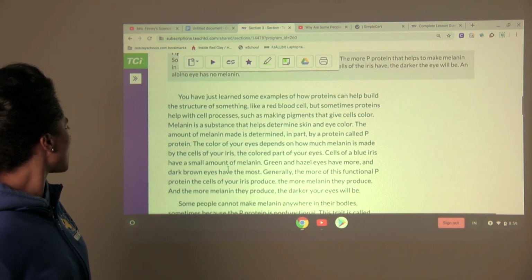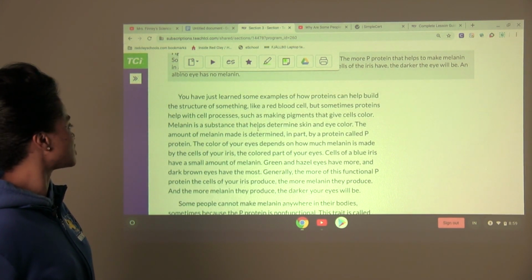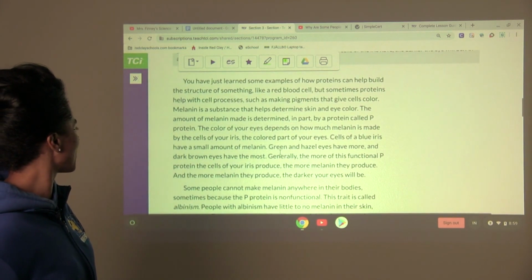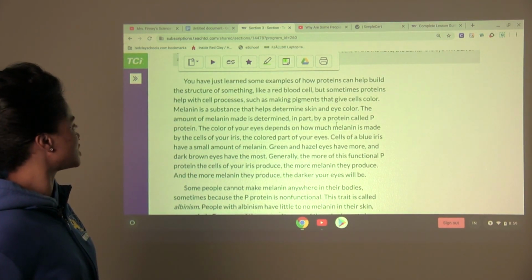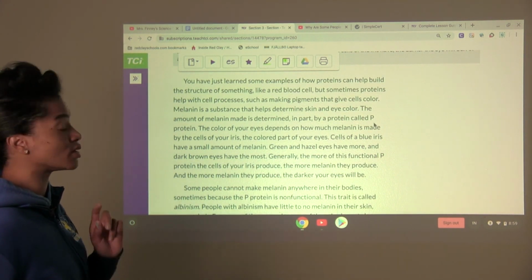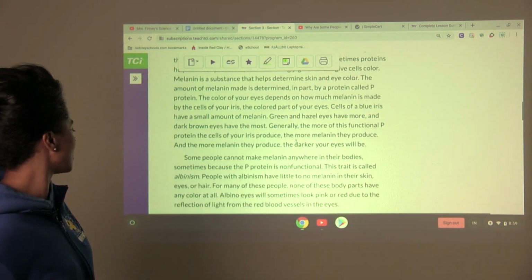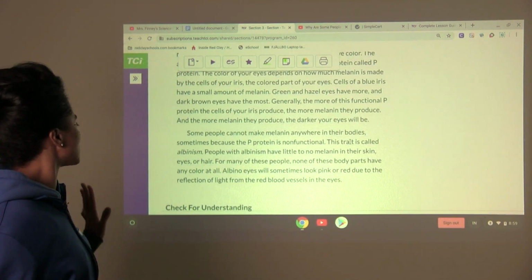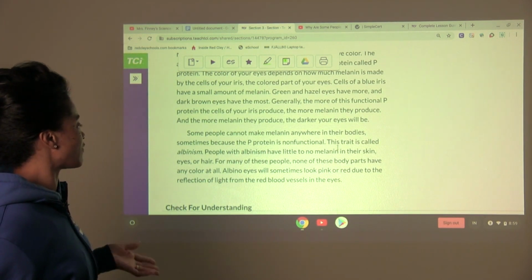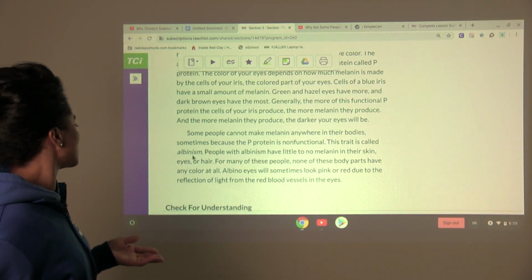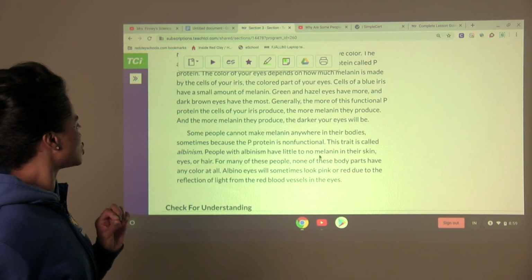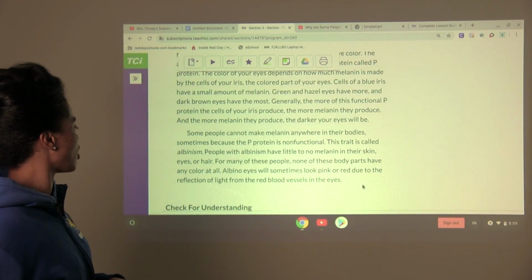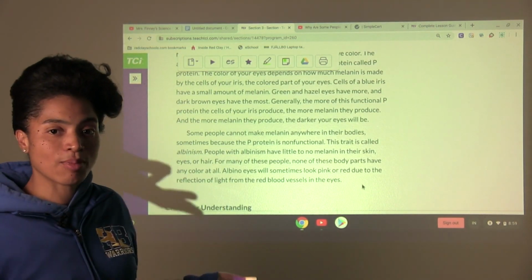We also talked about what in the world is melanin. Melanin is the substance that helps determine skin and eye color. Okay. The amount of melanin made is determined in part by a protein called P protein. Okay. And some people cannot make melanin anywhere in their body, sometimes because the P protein is non-functional. This trait is called albinism. People with albinism have little to no melanin in their skin, eyes, or hair. And so this is how you have some individuals who are albino.